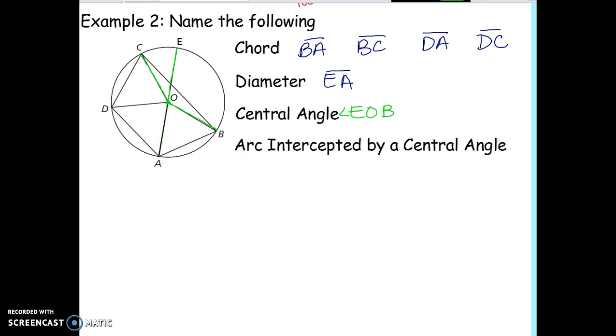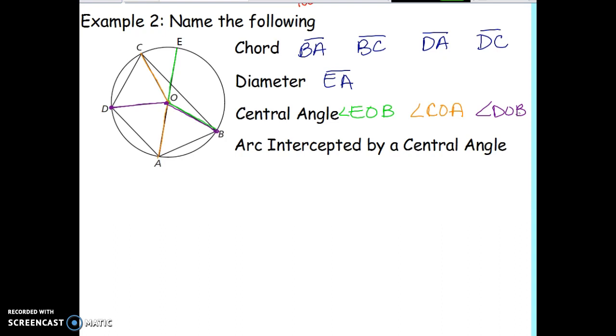I'm going to do that in a different color so we can distinguish between those two. COA, again, its vertex is at the center, so angle COA is a central angle. We can also see that DOB is a central angle. There are many, many more, but that gives you a good idea of what you're looking at for a central angle.